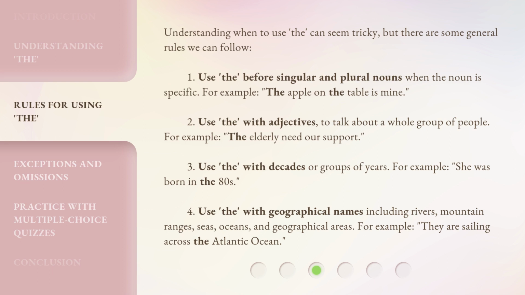3. Use "the" with decades or groups of years. For example, she was born in the 80s. 4. Use "the" with geographical names including rivers, mountain ranges, seas, oceans, and geographical areas. For example, they are sailing across the Atlantic Ocean.